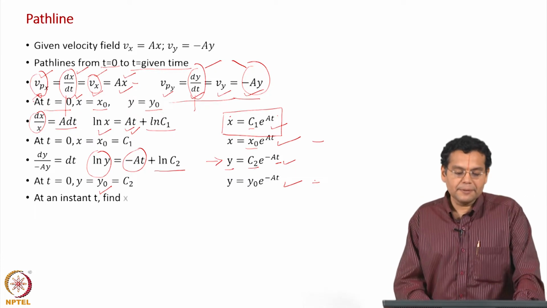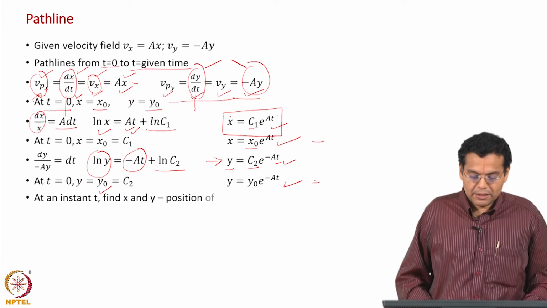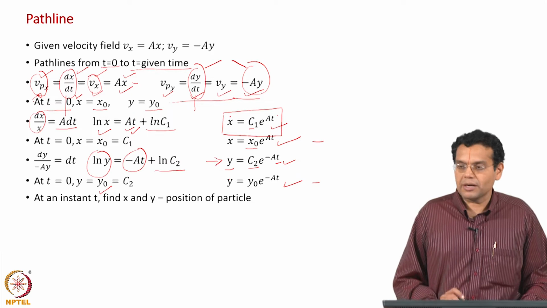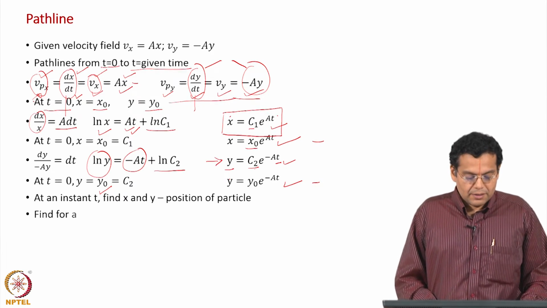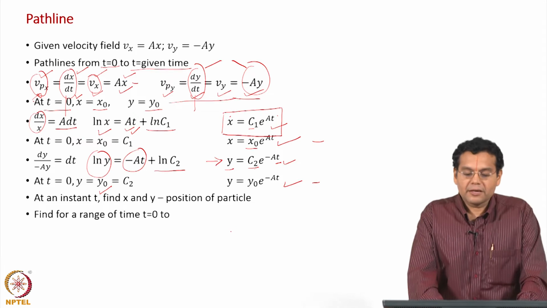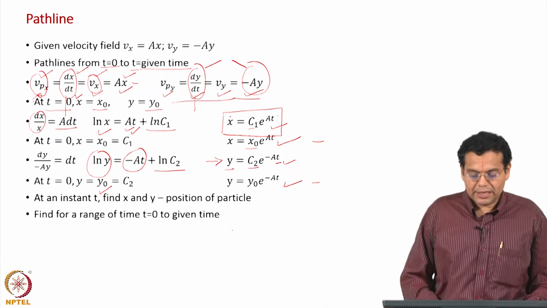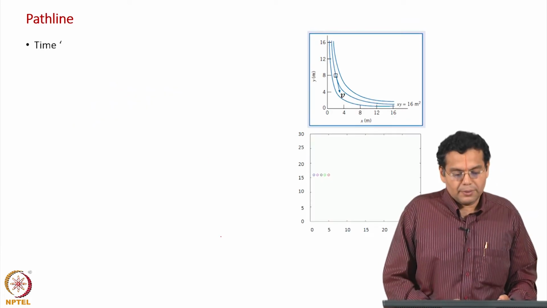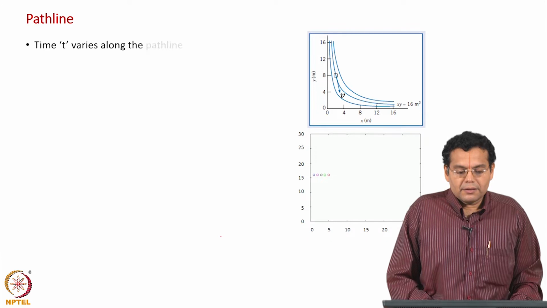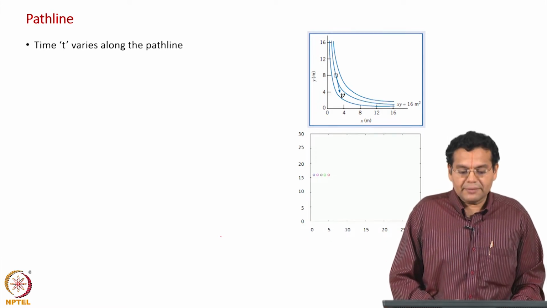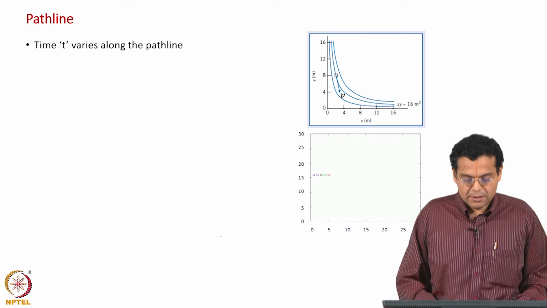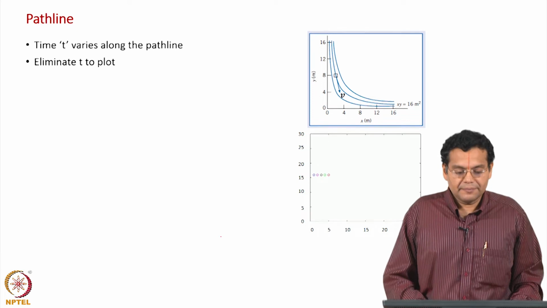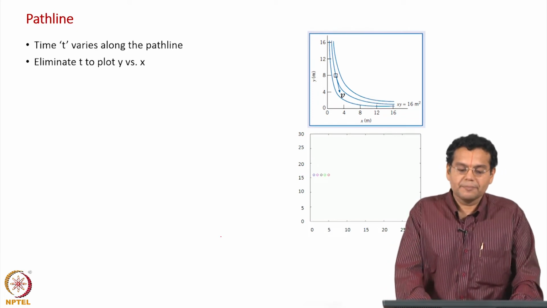So, at an instant t, find x and y, the position of the particle. If you give time, I can find out x and find out what is y. Okay. And for a range of time, you can find out all the x and y coordinates and then plot the path line. Okay. The time t varies along the path line. So, we can eliminate the time t to plot y versus x.